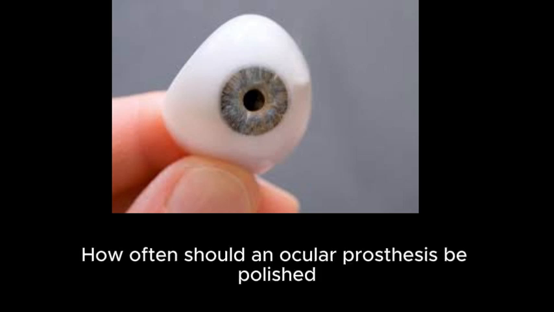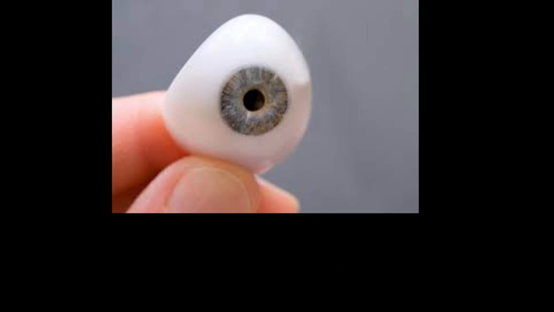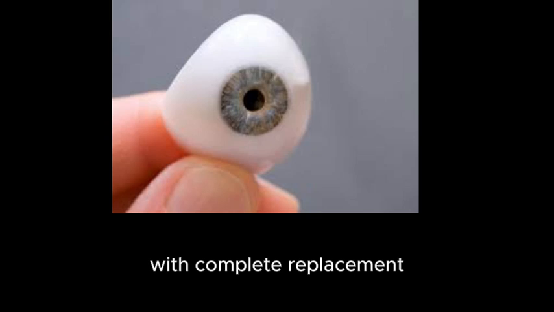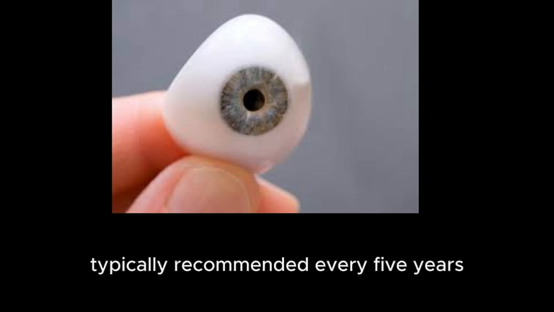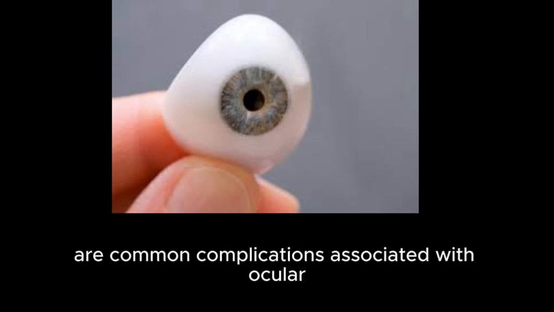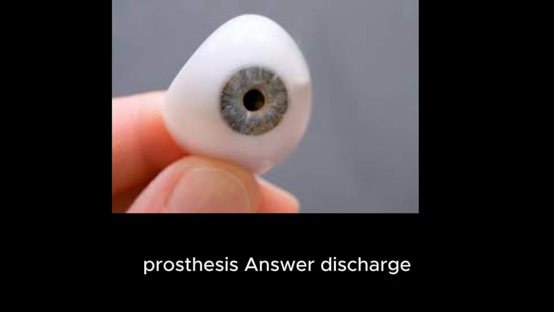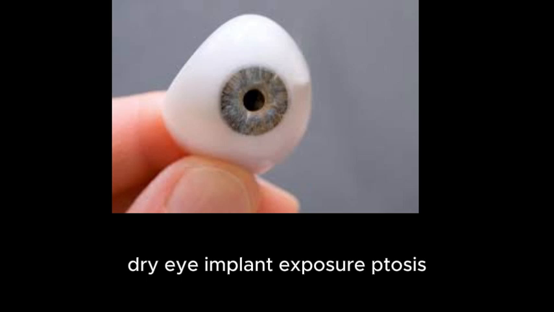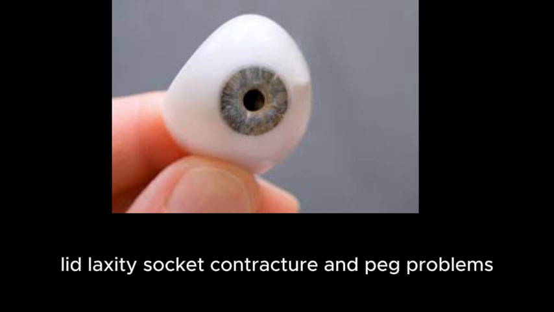How often should an ocular prosthesis be polished professionally? Answer: every 6 months, with complete replacement typically recommended every 5 years. What are common complications associated with ocular prostheses? Answer: discharge, dry eye, implant exposure, ptosis, lid laxity, socket contracture, and peg problems.